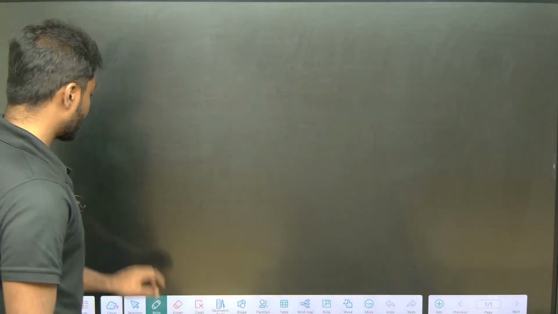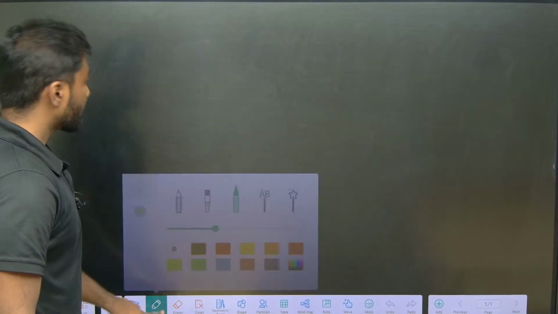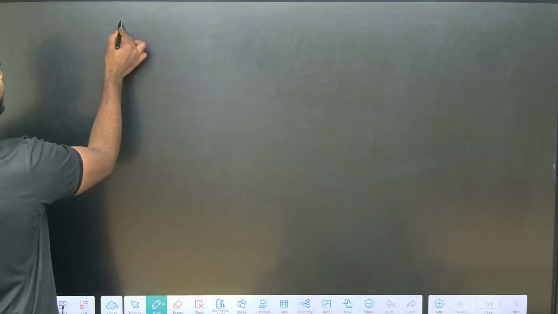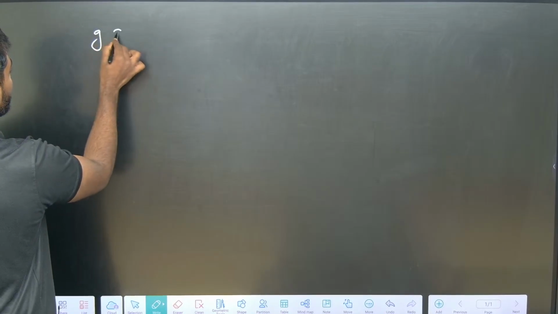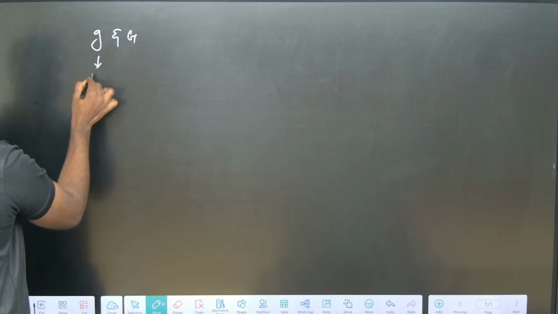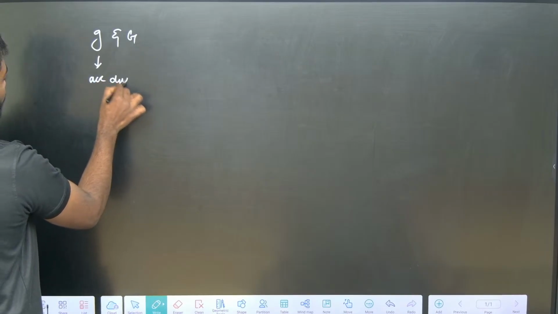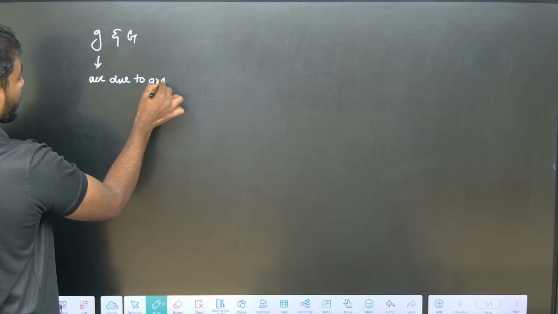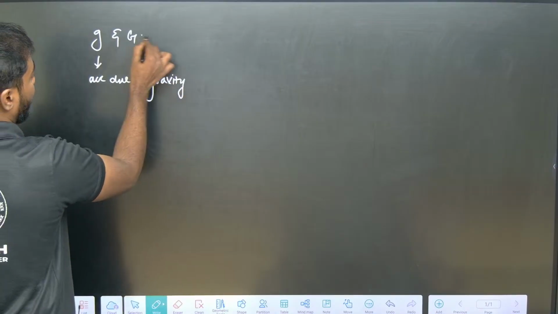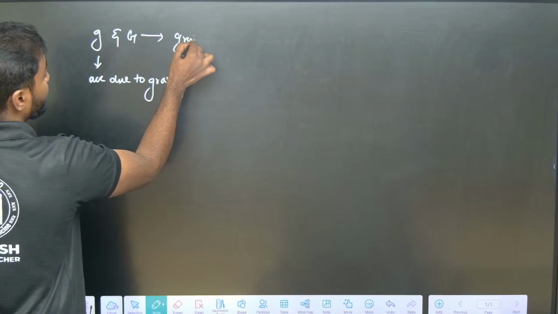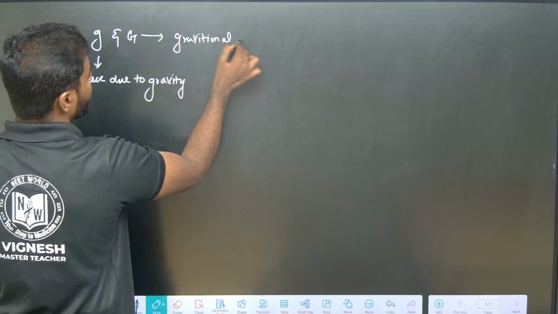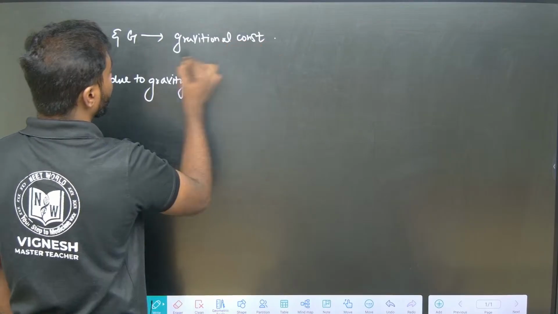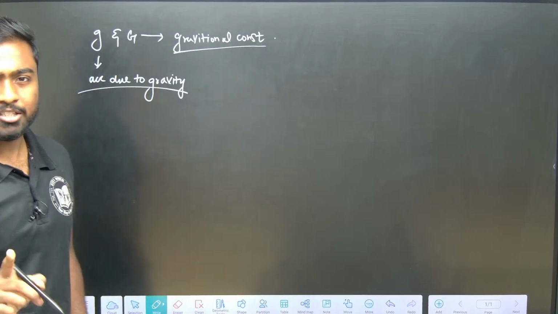Let's go into the derivation now. I need a relation between small g and capital G. What is small g? It is acceleration due to gravity. Both are different, guys. Capital G is the gravitational constant, and small g is the acceleration due to gravity.